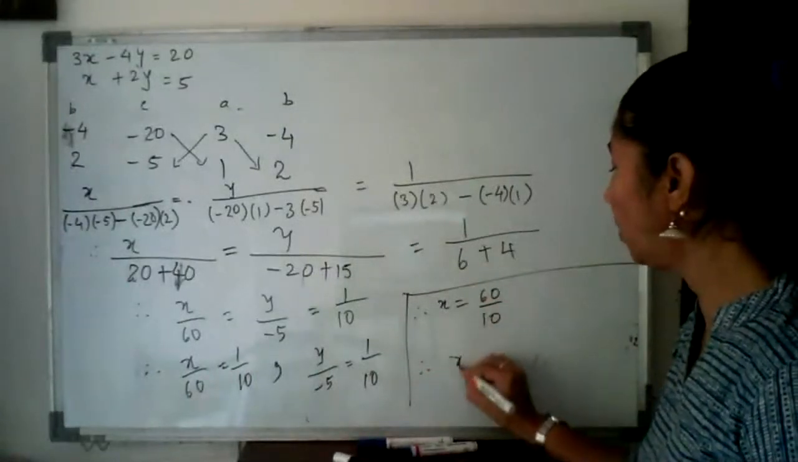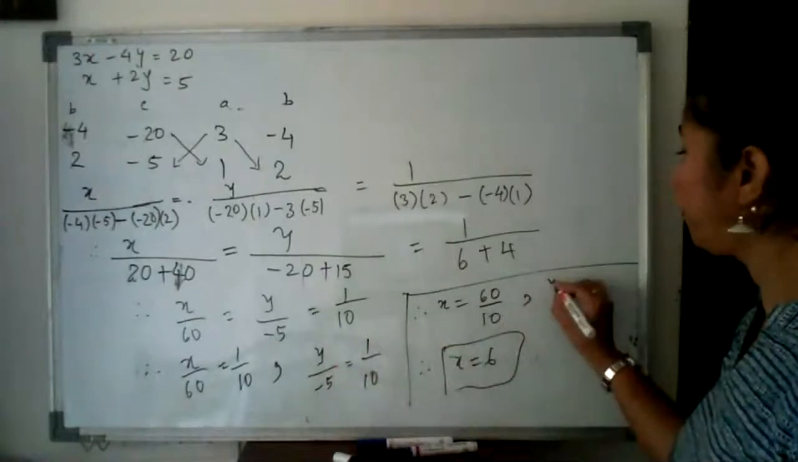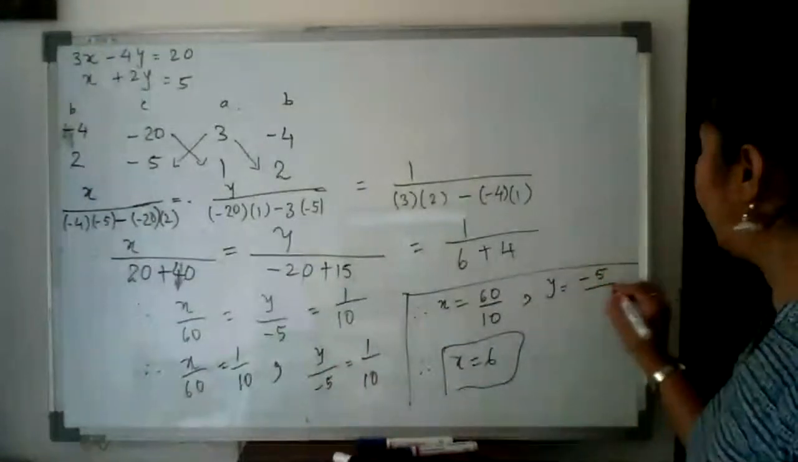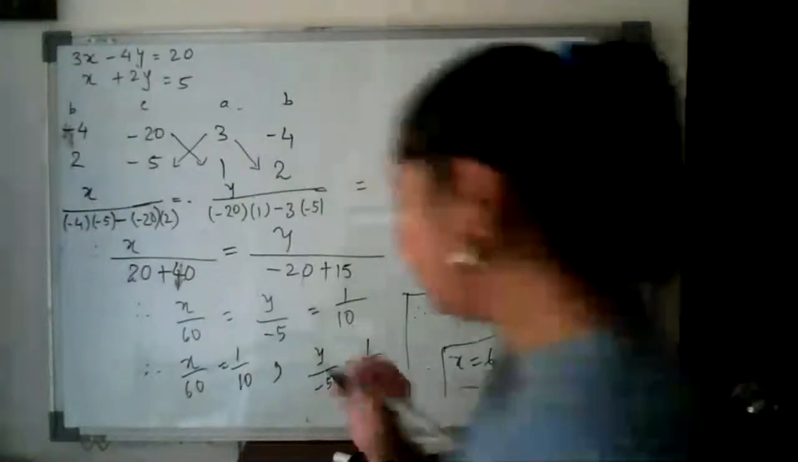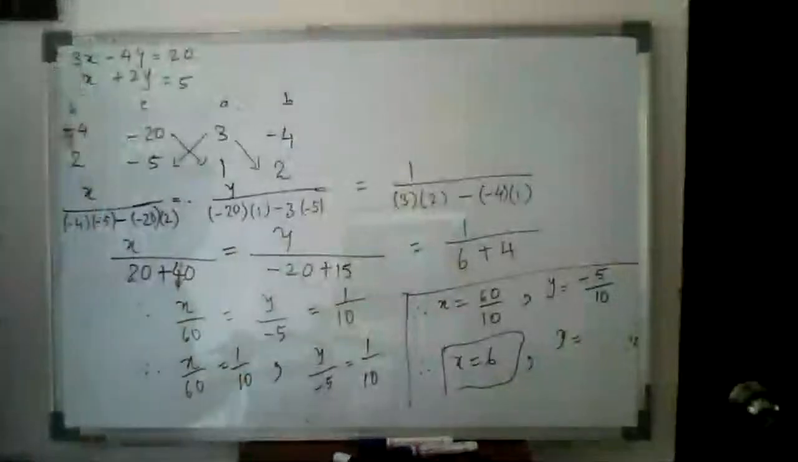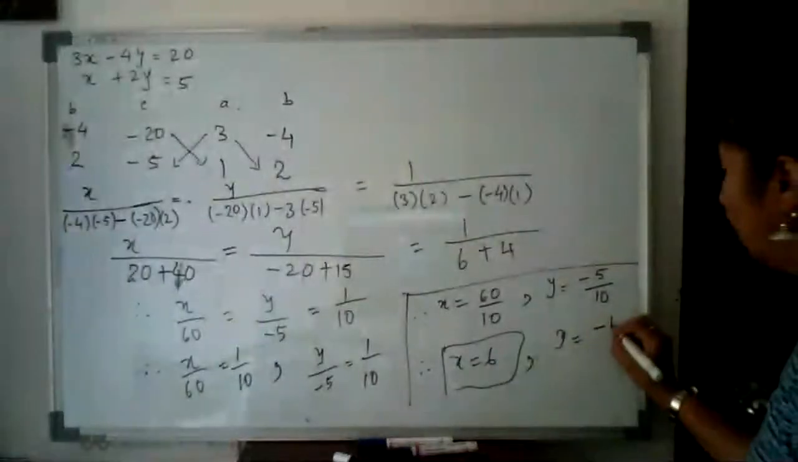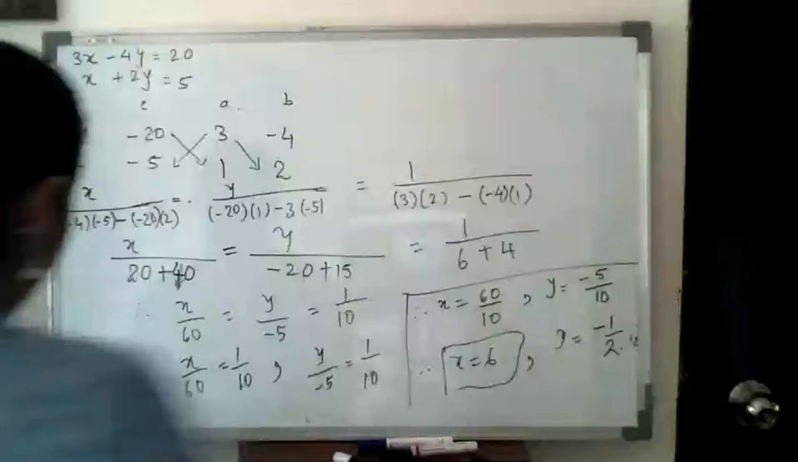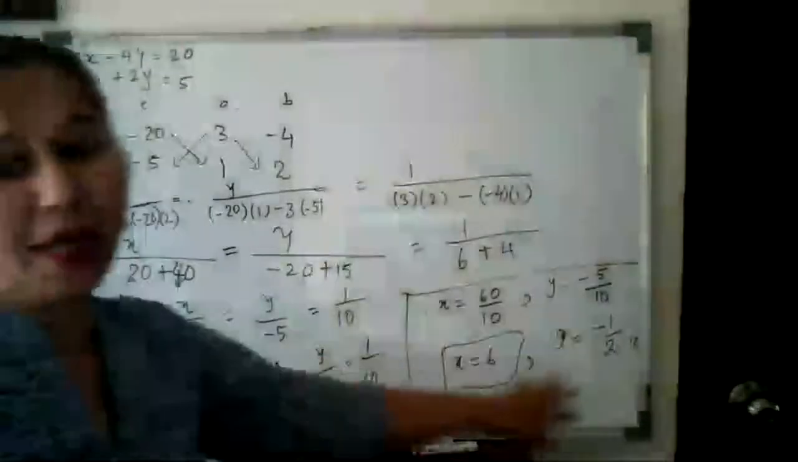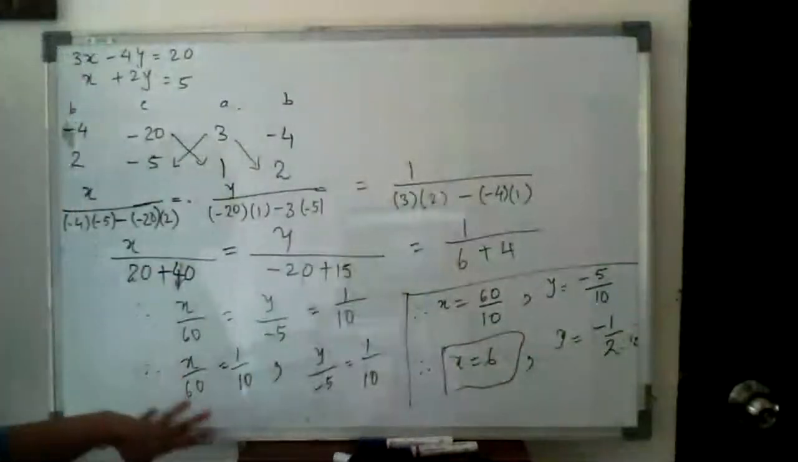So what do we get? x is equal to 6 and y is equal to minus 5 upon 10. So you get this as y is equal to, okay, minus 5 upon 10 here. So what do you get this as? Minus 1 upon 2. So what are the values here? Yes. What do you get this as? 6 and minus 1 by 2 as the answer. I hope the method is clear to you.